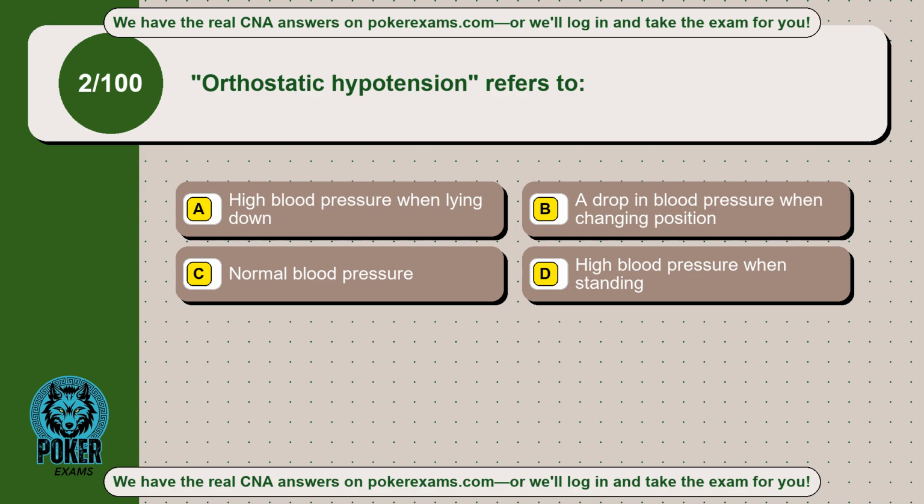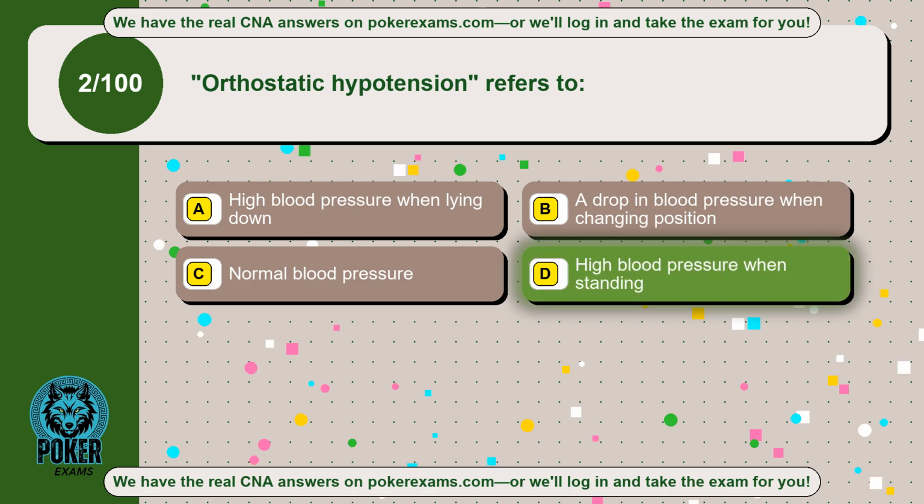Question 2. Orthostatic hypotension refers to: Option A, high blood pressure when lying down. Option B, a drop in blood pressure when changing position. Option C, normal blood pressure. Option D, high blood pressure when standing.